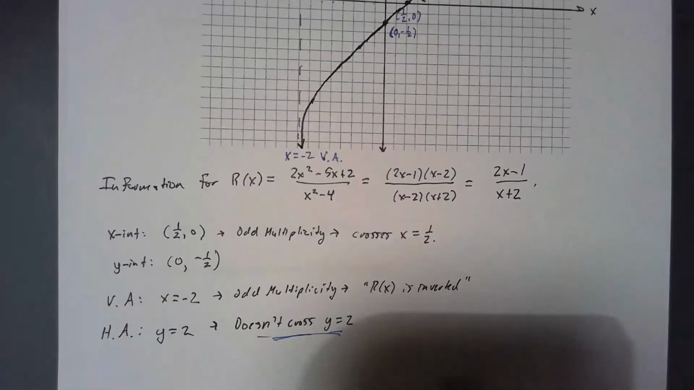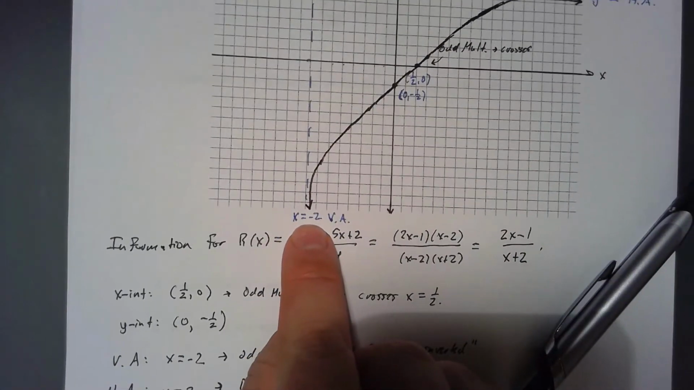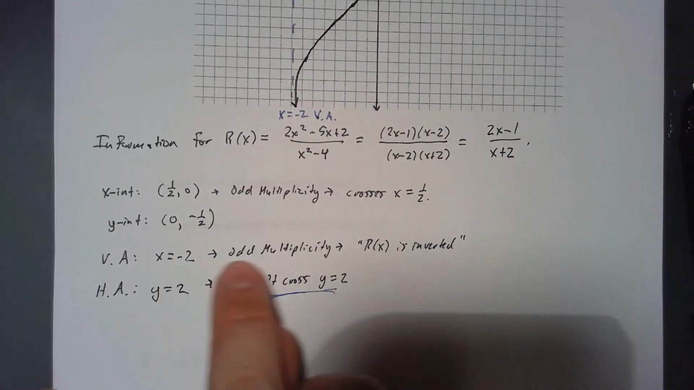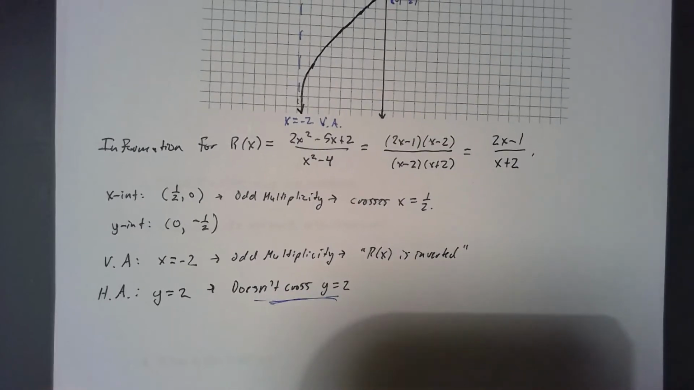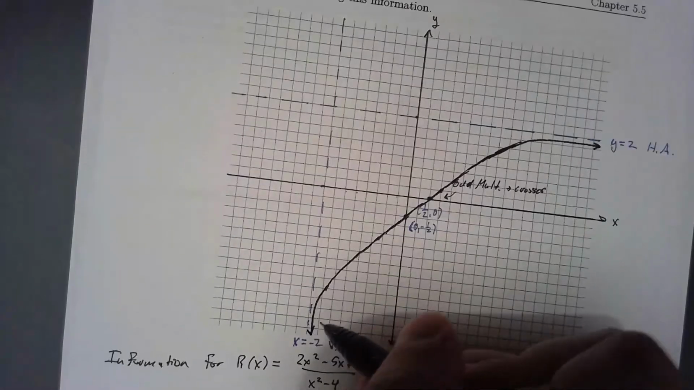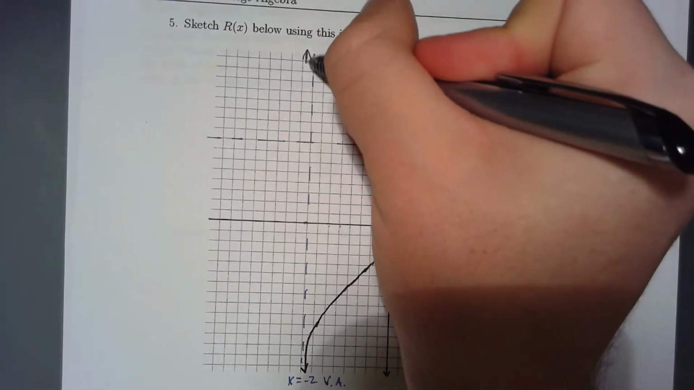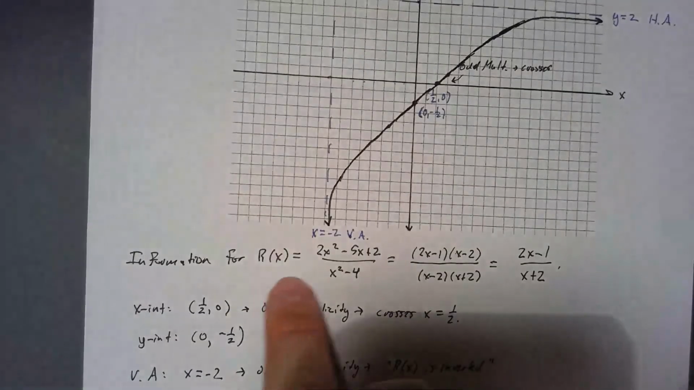Now, to determine what's going on the left side of this vertical asymptote -2, that was the multiplicity of the vertical asymptote. It was odd multiplicity, which means it's inverted. So since it's going down on the right side, it must be going up on the left side. That's how I know it's doing that, because the multiplicity of my vertical asymptote is odd.